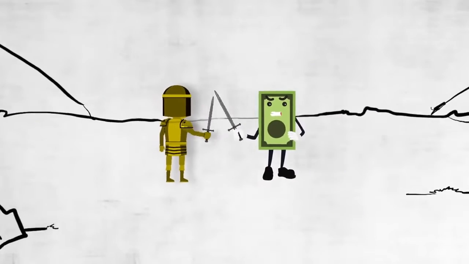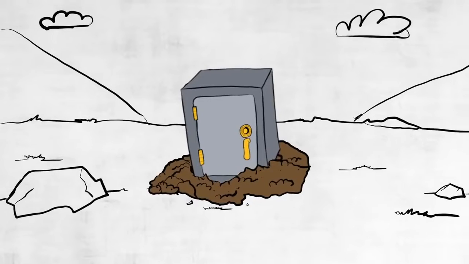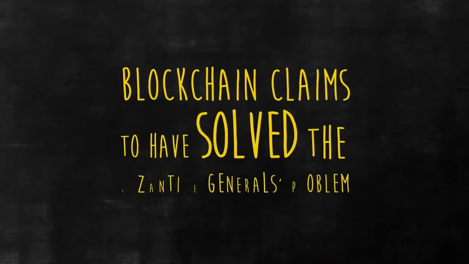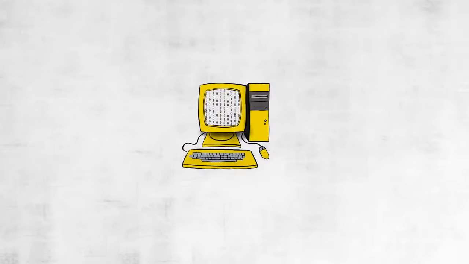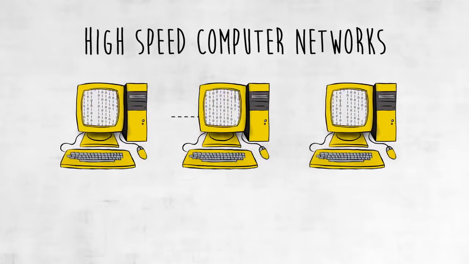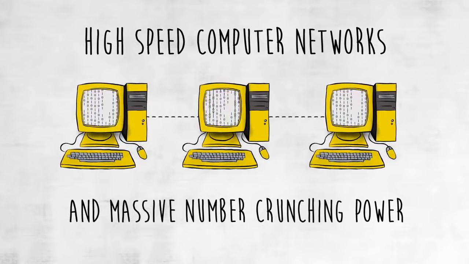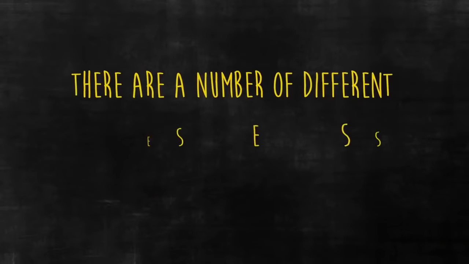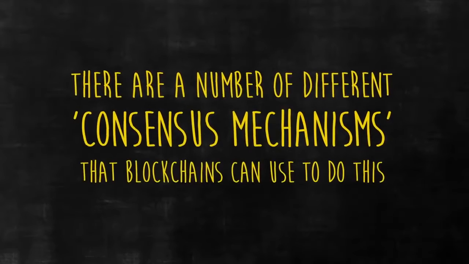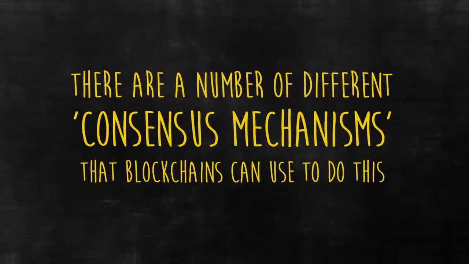On the battlefield and in finance, there are a lot of ways things can go wrong. But here's the headline. Blockchain claims to have solved the Byzantine general's problem using unique properties of high-speed computer networks and massive number crunching power. There are a number of different consensus mechanisms that blockchains can use to do this, but to give you an idea of how consensus works, here are some of the broad strokes.